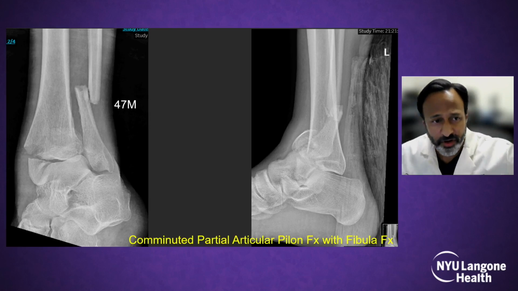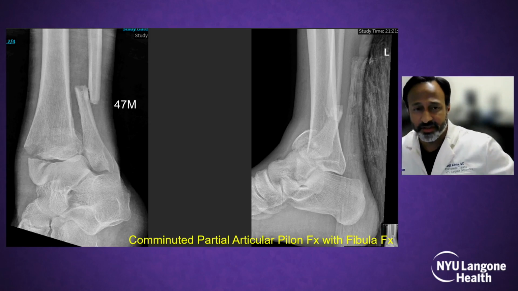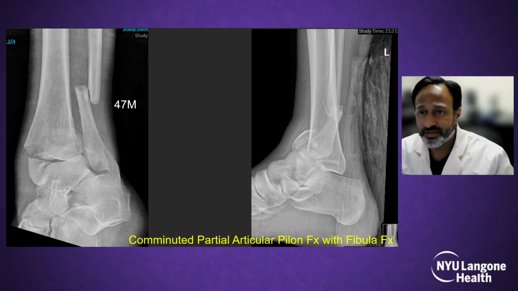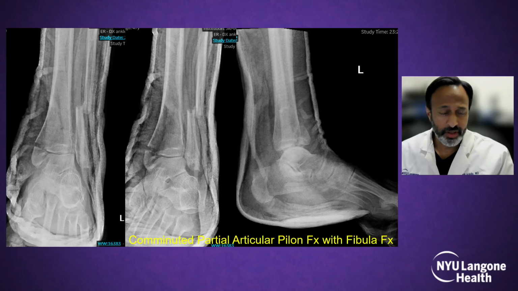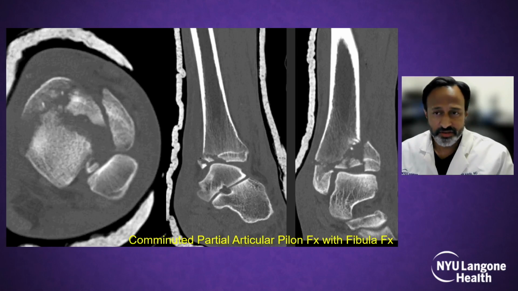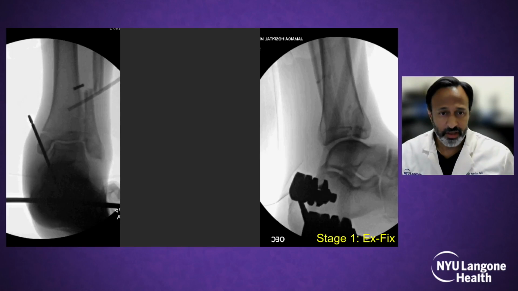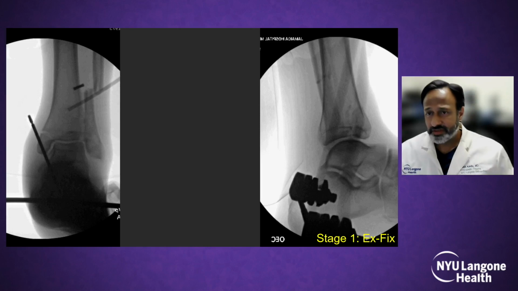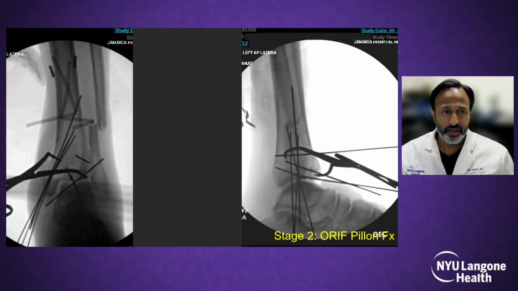Here's a comminuted partial articular pilon fracture with an associated transverse fibula fracture. You can see on the lateral view here, the talus is extruded anteriorly, so a fracture dislocation. The patient's been splinted, and here's a CT scan demonstrating the comminuted nature of the fracture. In stage 1, the patient was placed into an external fixator. A good reduction was achieved after waiting the appropriate amount of time for soft tissue swelling to resolve. The patient was taken back for a formal open reduction internal fixation.